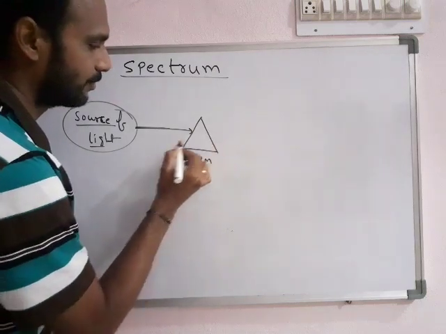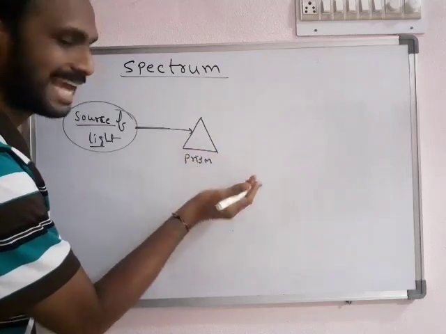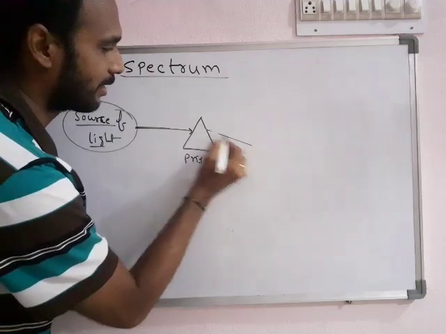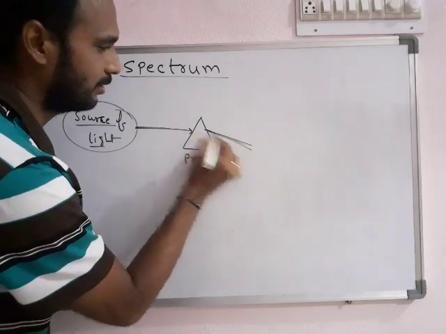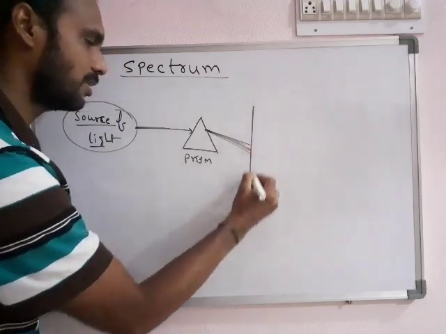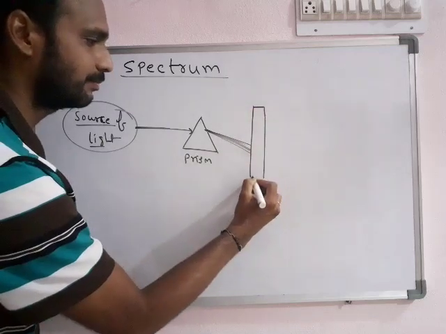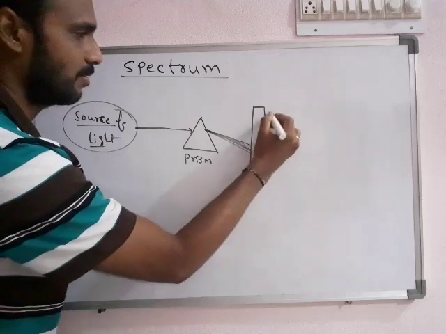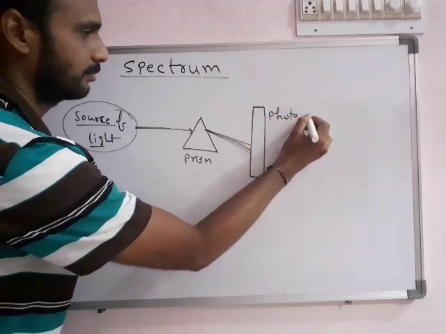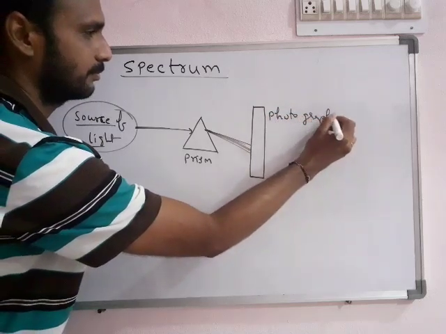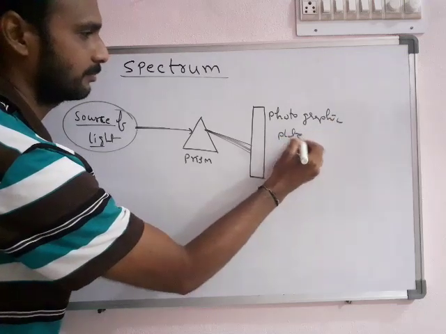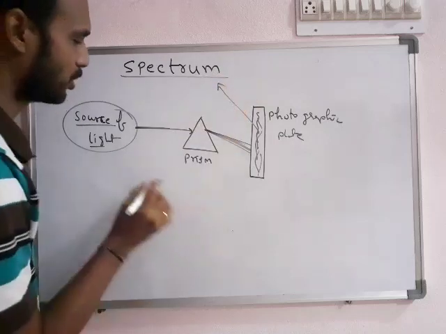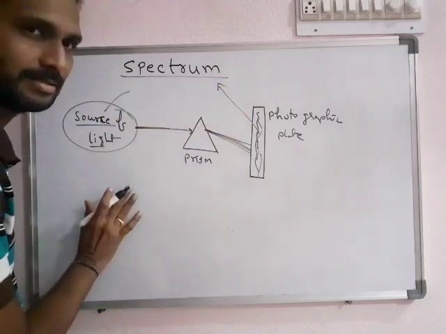Next, in the prism, compulsorily the light will be scattered. There is dispersion or scattering of that light. After the light scattering, it comes outside. That emitted light is taken on a photographic plate. The picture obtained here is called the spectrum of that particular substance.